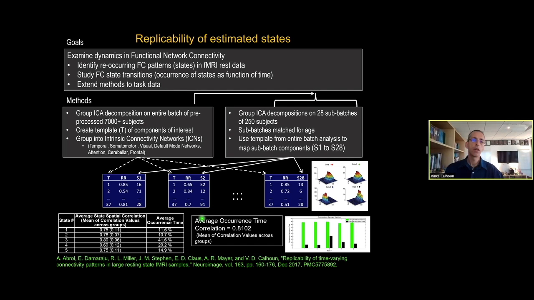One approach that we've used in our group is to look at a large data set, 7,000 subjects, to get at replicability. We divided them into 28 different groups, ran our full pipeline on 250 subjects in each group, and then compared how similar the states looked across those different analyses. We found that they were highly consistent, with correlations above 0.7. Interestingly, the amount of time spent in the states was also consistent. For example, state 3 was the most highly occupied across all the different analyses.